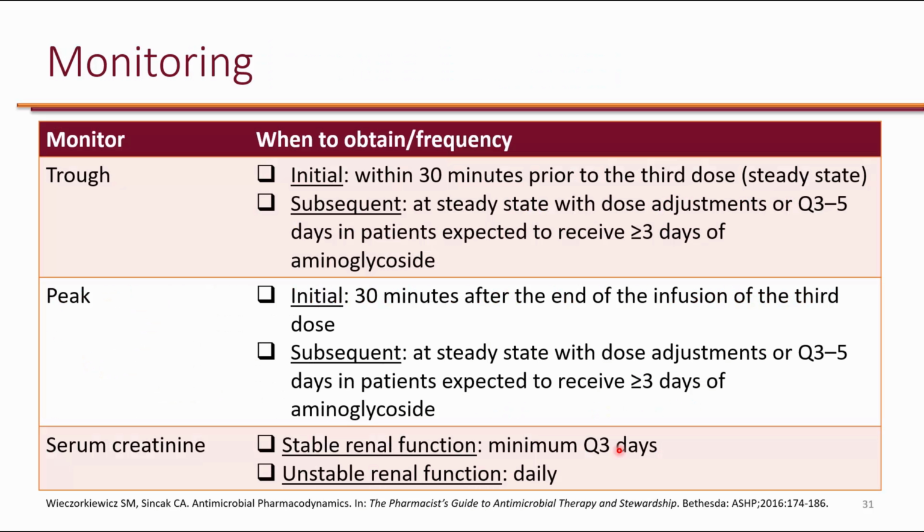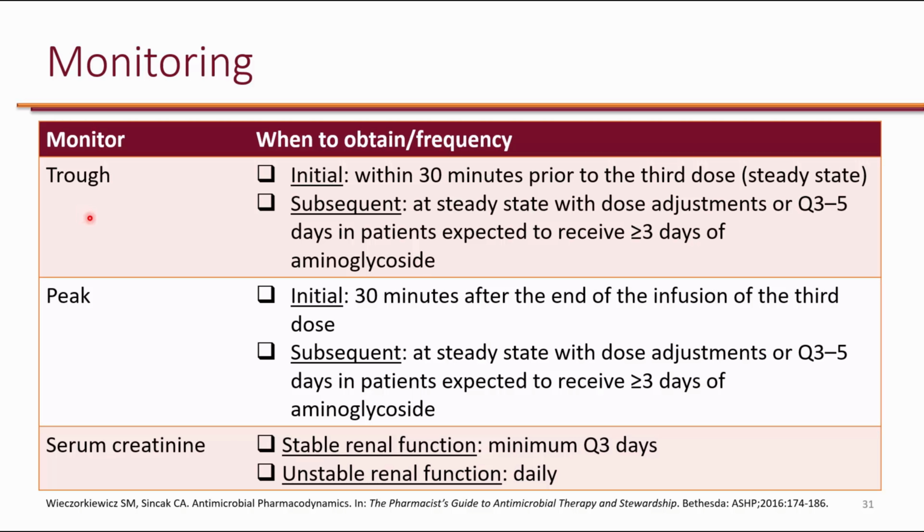And when it comes to monitoring, we want to monitor both trough and peak. So the trough, you want to get it within 30 minutes prior to the 3rd dose. So that's as close as it gets to steady state. So you want to get the level close to the steady state. And then assuming that the level is at goal, you would just want to get the trough every 3 to 5 days in most patients with stable renal function. Of course, more frequent monitoring would be required depending on the clinical status and also on renal status.